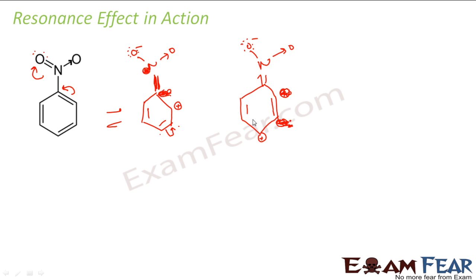Correct? Now this bond will break. If this bond breaks, we get something like this: you get a positive charge here, and a negative charge here with 2 electrons. There's a positive charge already here, there's a bond here, and there's oxygen with 6 electrons in minus. Now this positive charge and this negative charge with 2 electrons will form a bond here. So you'll get something like this.